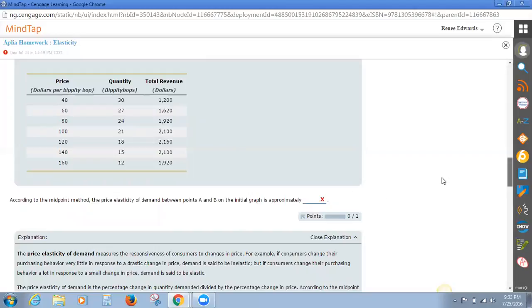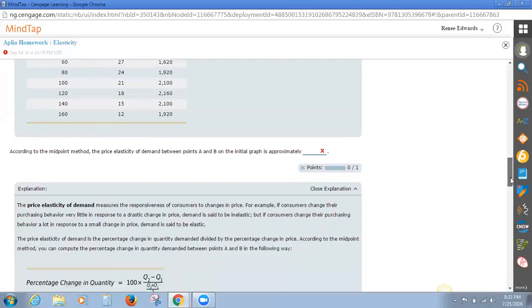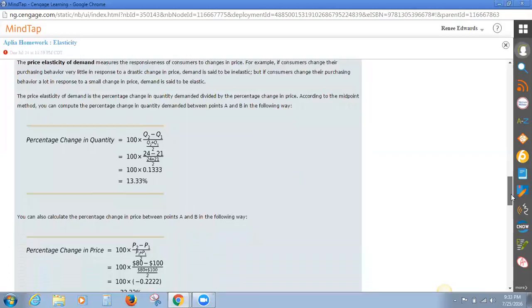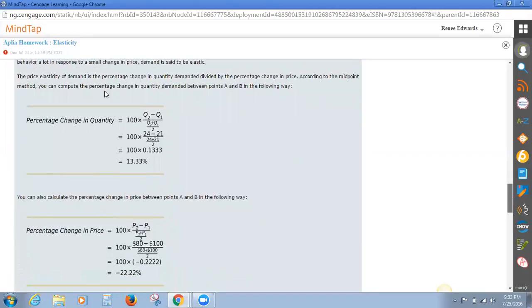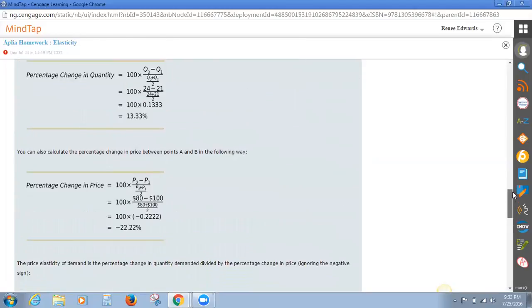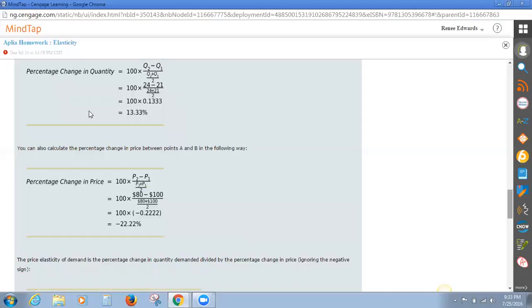Price elasticity of demand. Again, it looks like a very difficult formula. Do not be flustered about it. Just sort of think about what it is. It's basically a percentage change in quantity over the percentage change in price. So you do all of this math to get a number 13.33. Then you do all of this math to get a number of negative 22.22%. And then you're going to put those over each other. You're going to divide the 13.33, the percentage change in quantity, by the percentage change in price.